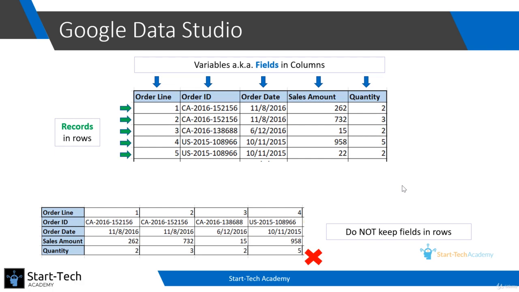Let's look at the dataset once before we move forward. The dataset most of the times is going to have this structure. In the columns, you can see that we have different variables such as order line, order ID, order date, sales amount, and quantity. These are also known as fields. So the fields will be available in the columns. Each row contains one instance or one example. These rows are also known as records.